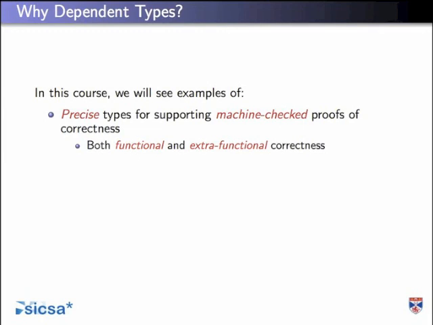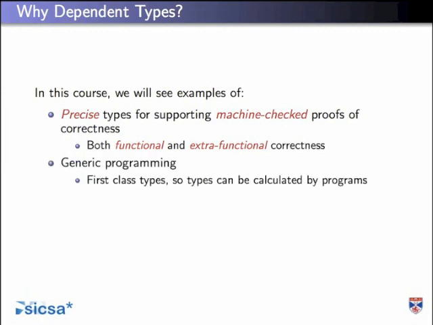I'm going to talk about two different kinds of correctness. Functional correctness, which is basically, does sort return a sorted list, and extra-functional correctness, which is basically things like, are the resources we have available correctly managed? So, do we run out of memory, or did we remember to open the file before we read it? That kind of thing. These are quite closely related.